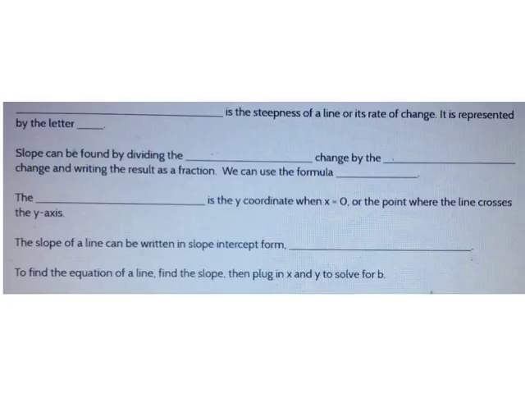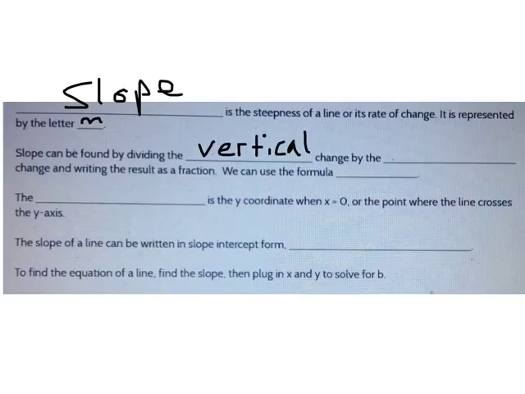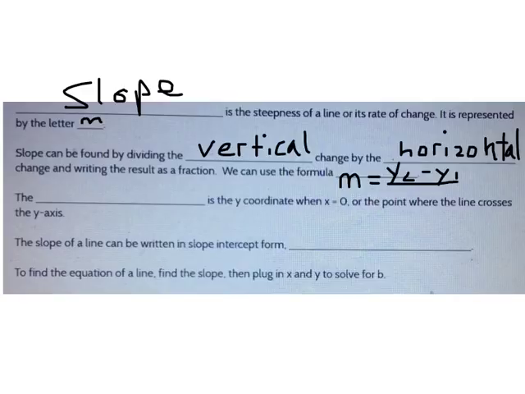Today we're going to write more equations for lines using 2 points. The slope is the steepness of a line or the rate of change. It is represented by the letter m. Slope can be found by dividing the vertical change by the horizontal change and writing the result as a fraction. We can use the formula m equals y2 minus y1 over x2 minus x1.